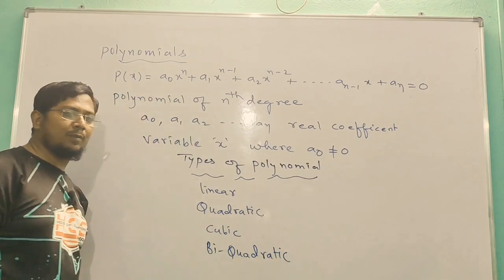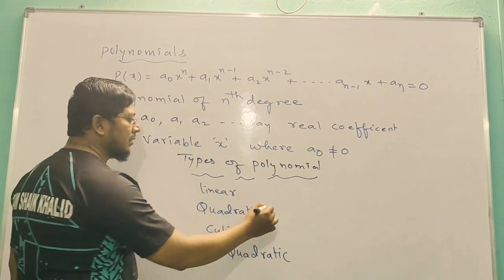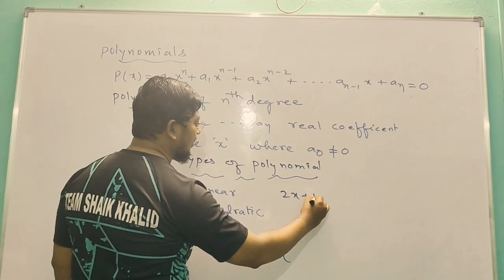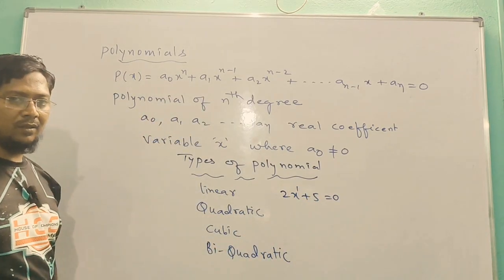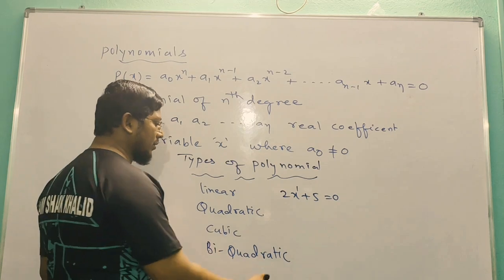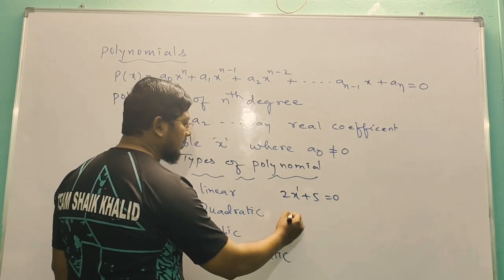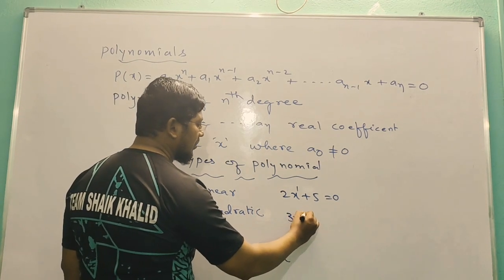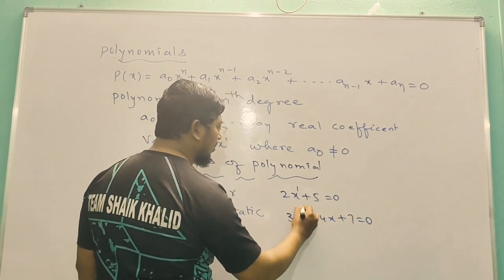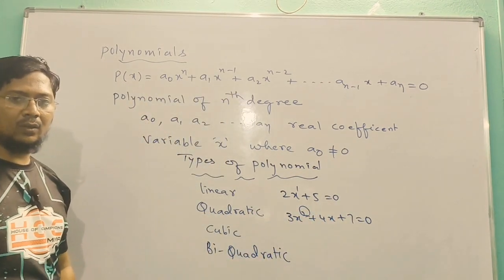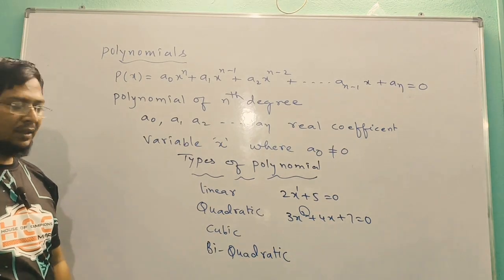So what is a linear polynomial? Example, 2x plus 5, a polynomial of degree 1. A polynomial of degree 1 is a linear polynomial. Quadratic means a polynomial of degree 2. That is known as quadratic.